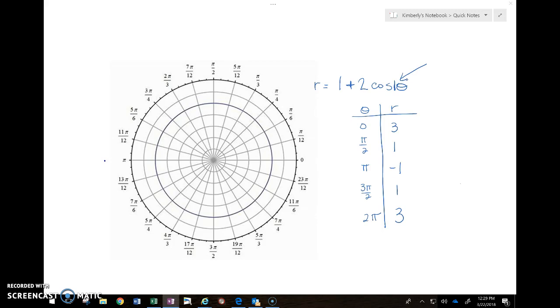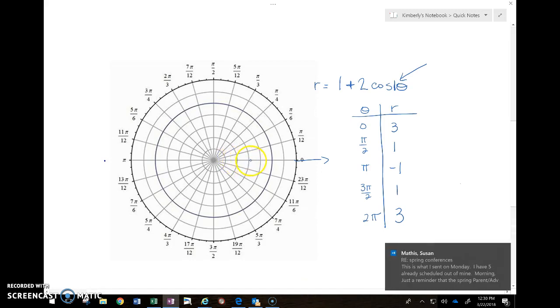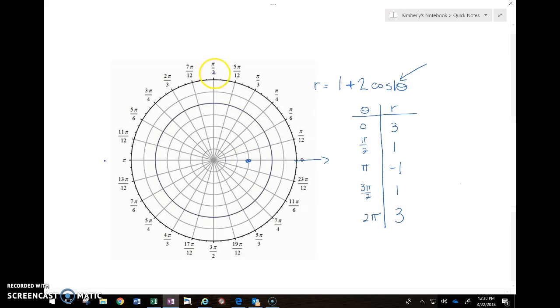So here's how to graph in polar. We're pointed toward 0. 0 radians, 0 degrees, it's all the same. And our radius is a positive 3. So I'm going to go out 1, 2, 3, and there's my first point. My second point is pointed toward pi over 2, and that has a radius of 1, so there's my second point.